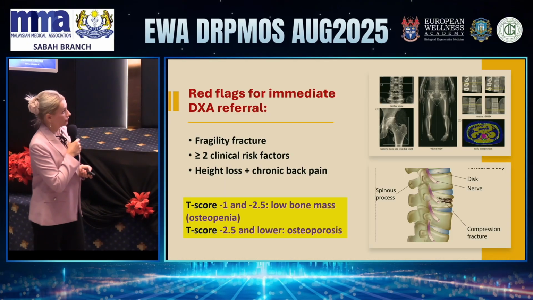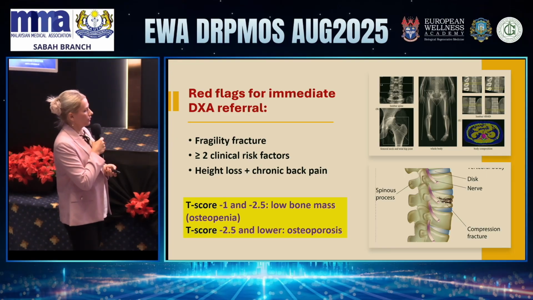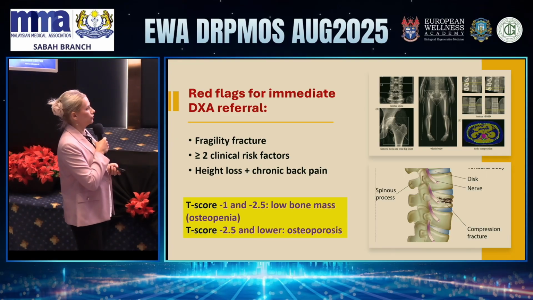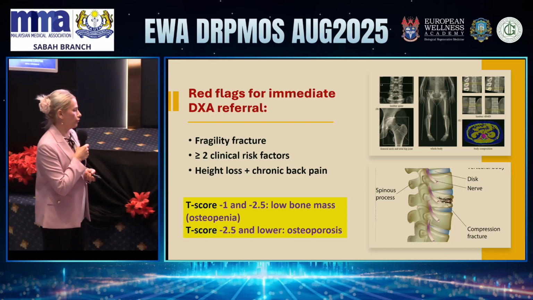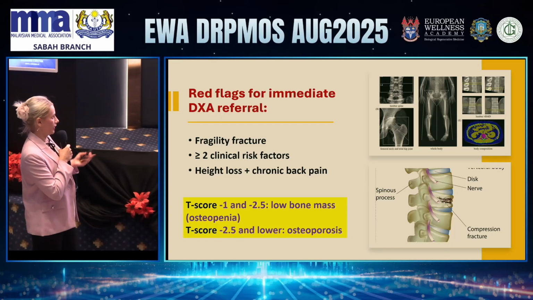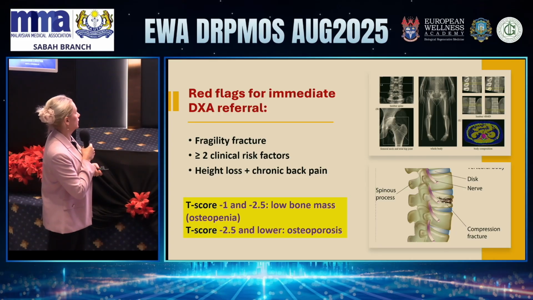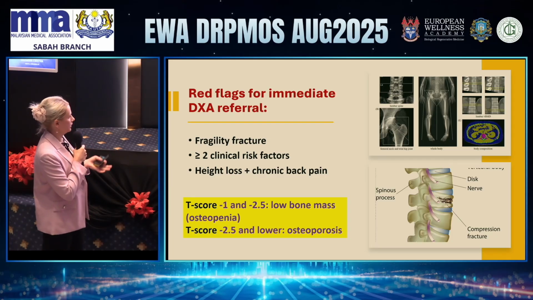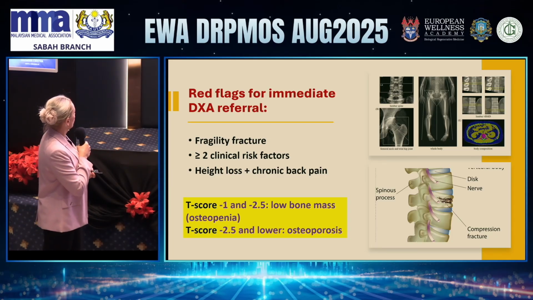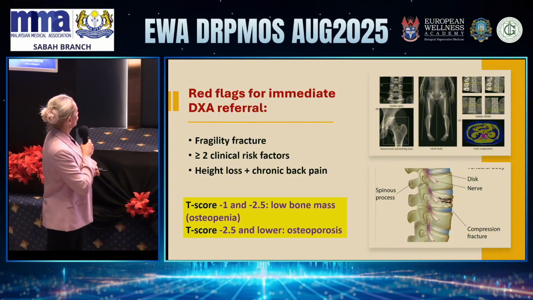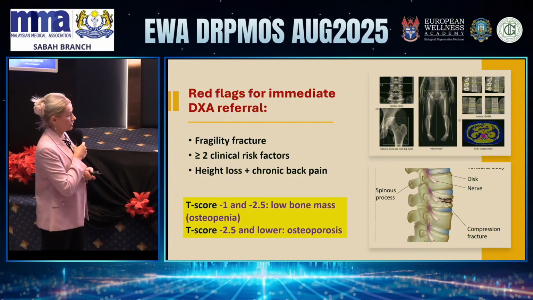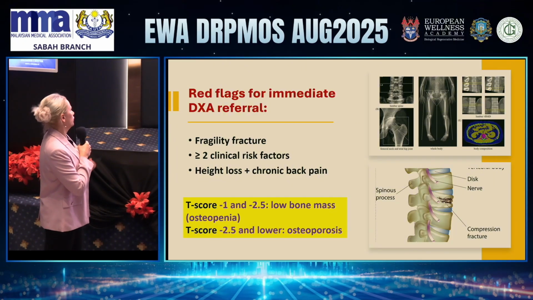What are the red flags to send your patient to check the bone density via any way, either DXA or Ecolight? Fragility fracture and more than 2 clinical risk factors present: height loss and chronic back pain.